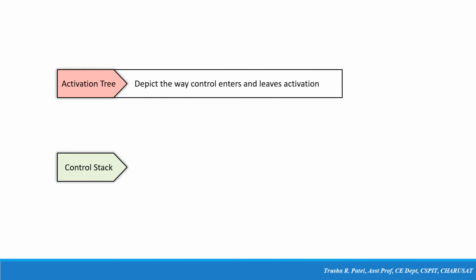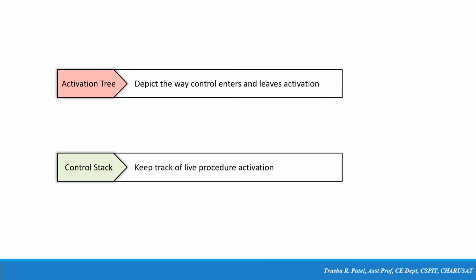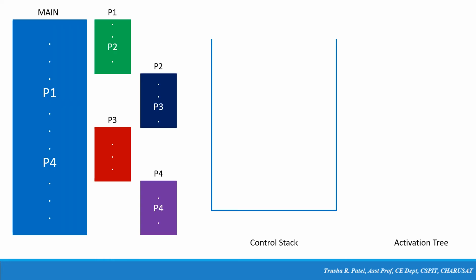Now next we are going to talk about the activation tree and the control stack. The activation tree depicts the way control enters and leaves the activation, while the control stack keeps track of all the live procedure activations. Let us take one example here. One main program and four procedures are given.